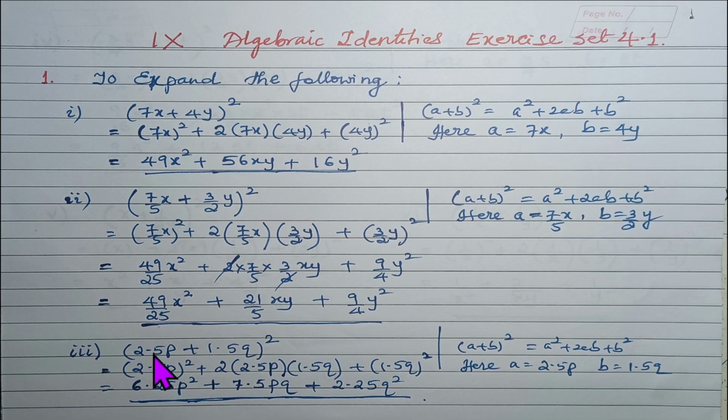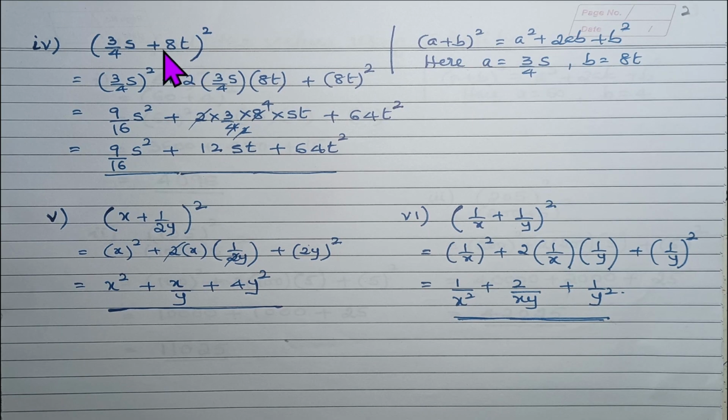Now the next example is (2.5p plus 1.5q) whole squared. Again the same identity. So a is 2.5p and b is 1.5q. Putting the values in the RHS, we get (2.5p) whole squared plus 2 into 2.5p into 1.5q plus (1.5q) whole squared. So 2.5 squared is 6.25 p squared, and 2 into 2.5 into 1.5 becomes 7.5pq, plus 1.5 whole squared is 2.25 q squared. I believe that you know how to find the squares of numbers which you already learnt.